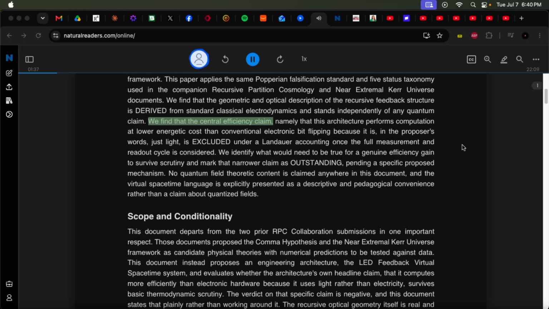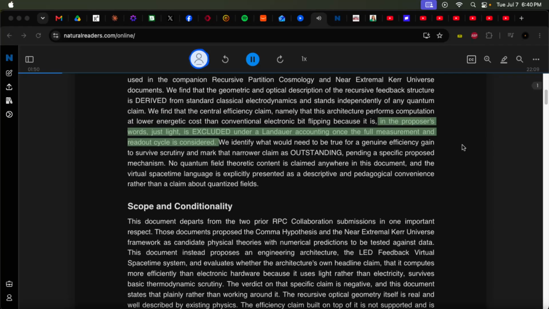We find that the central efficiency claim, namely that this architecture performs computation at lower energetic cost than conventional electronic bit flipping because it is, in the proposer's words, just light, is excluded under a Landauer accounting once the full measurement and readout cycle is considered.